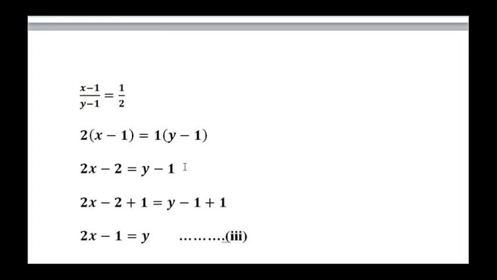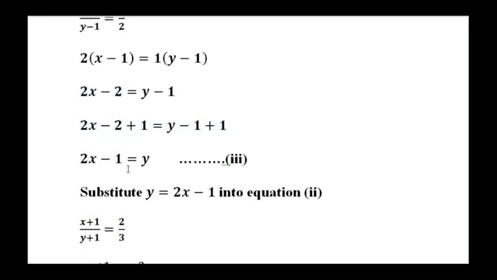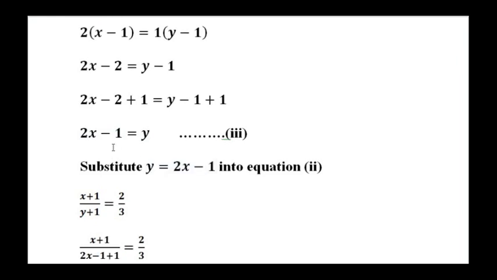The next step is to simplify the resulting expression. We get 2 times x, 2x, and 2 times negative 1 is negative 2, equals, if we multiply y - 1 by 1, we get the same expression y - 1. To solve this equation for y, I'm adding 1 to both sides of the equation to eliminate the negative 1 from the right side. We get 2x - 1 = y. I label this equation as equation 3.